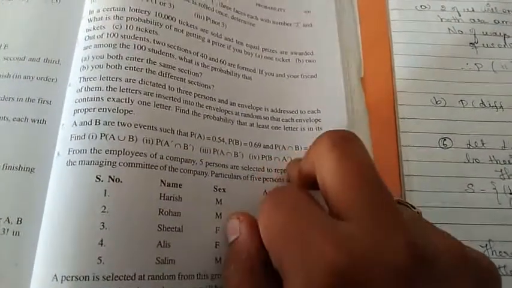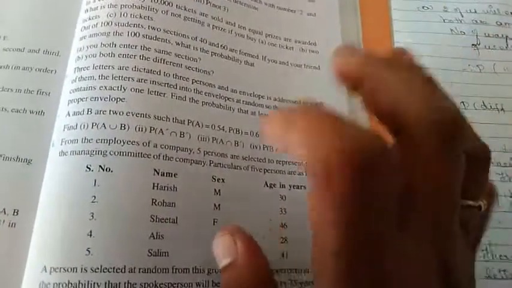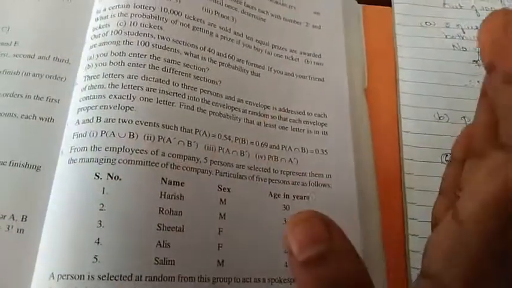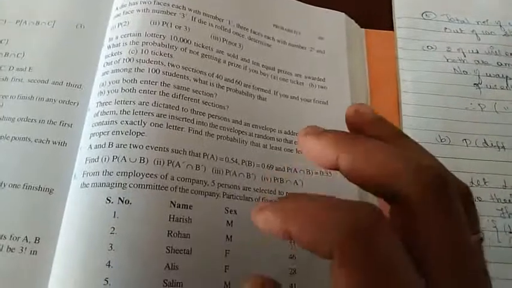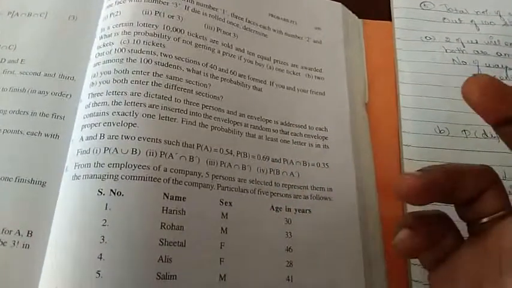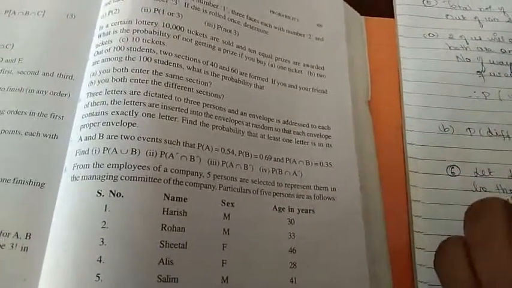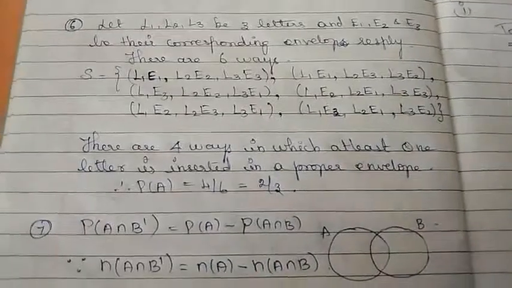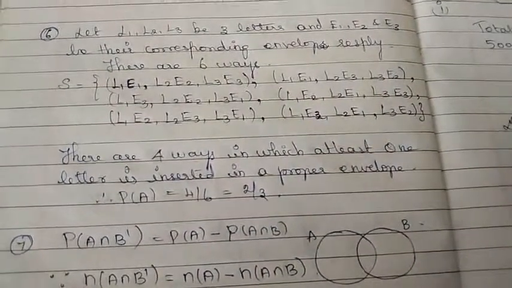Find the probability that at least 1 letter is in its proper envelope. So there are 3 letters and 3 envelopes. 3 letters are dictated to 3 persons, right? And an envelope is addressed to each of them. So we have to find out whether at least 1 letter is being inserted in the proper envelope. Now how to do this?